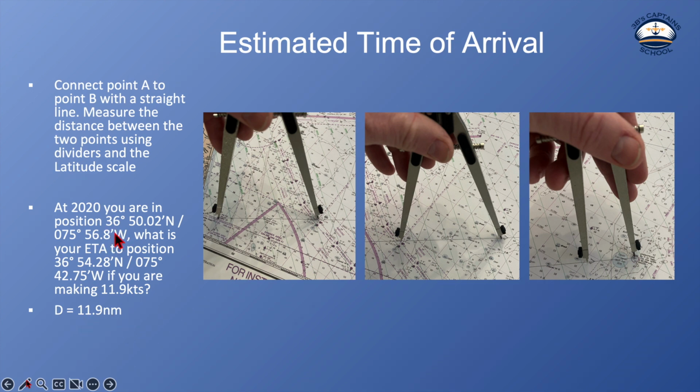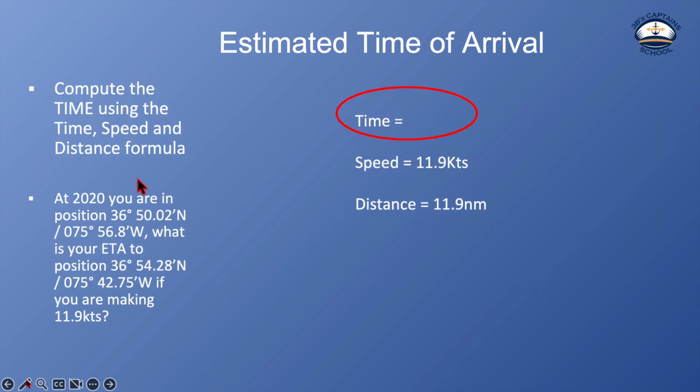So quick review. We plotted our position, 36 50.02, 75 degrees, 56.8 west. We plotted our second position here, and then we measured the distance between the two, and our distance was 11.9 nautical miles. Now, we're going to compute the time it's going to take us to travel that 11.9 nautical miles at 11.9 knots. So we're trying to get the time here.